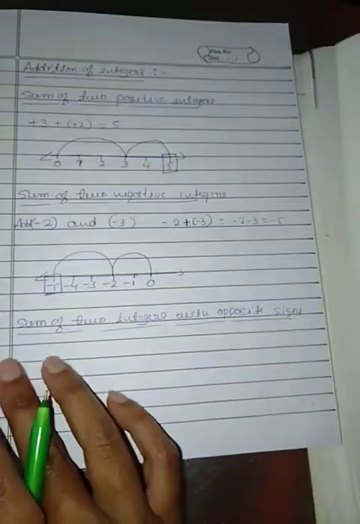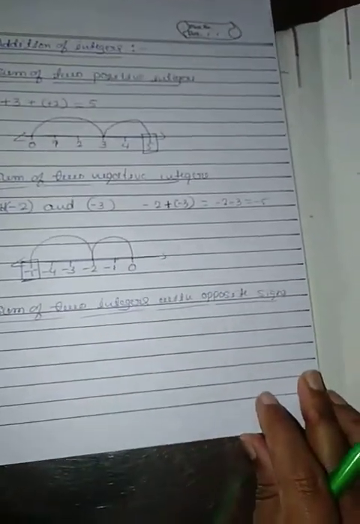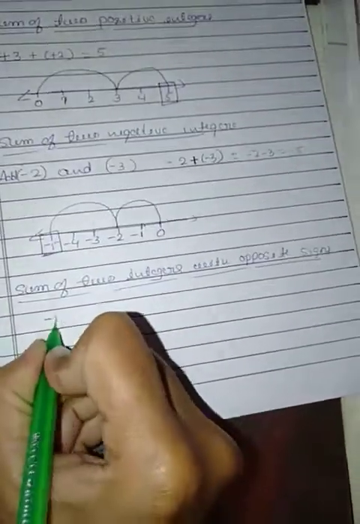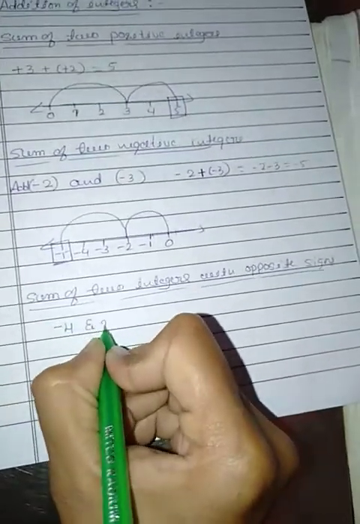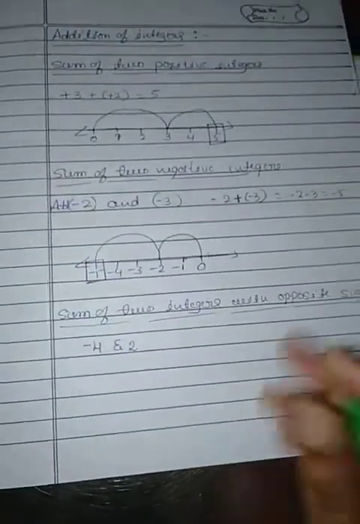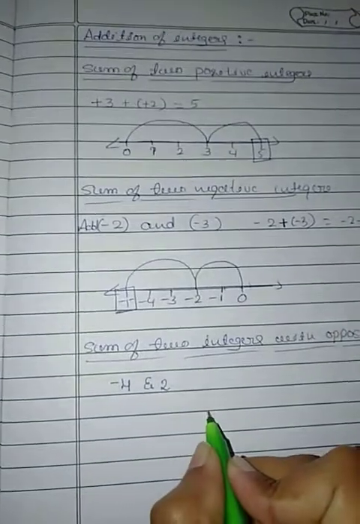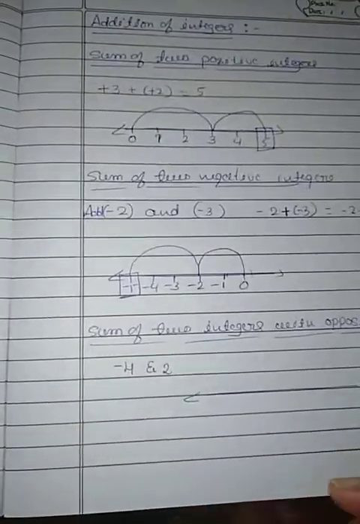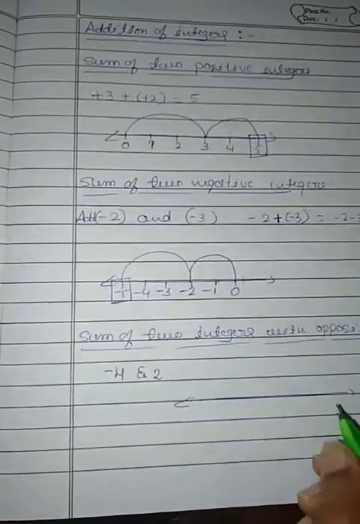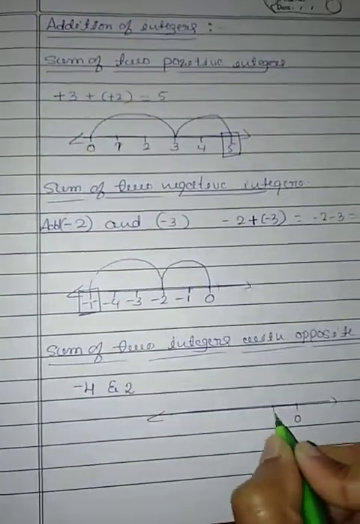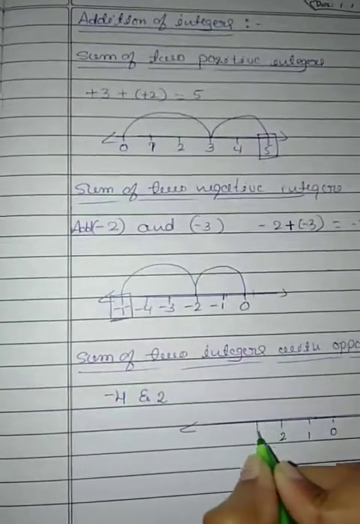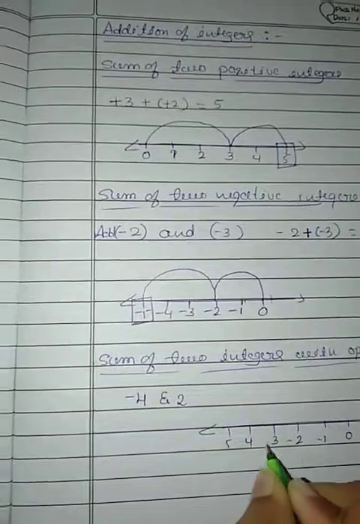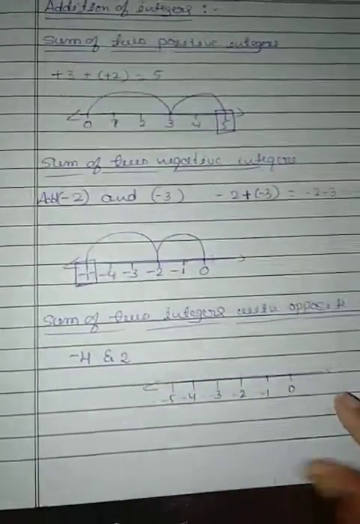Now we move on to the sum of two integers with opposite sign. For example, if you add minus 4 and plus 2 on the number line. So how to add? First write the number line. Okay, here minus 4 is also there and plus 2 is also there. So 0, 1, 2, 3, 4, 5. These are all minus 1, minus 2, minus 3, minus 4, minus 5.